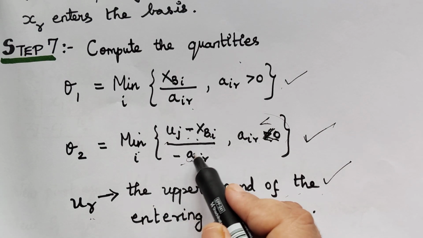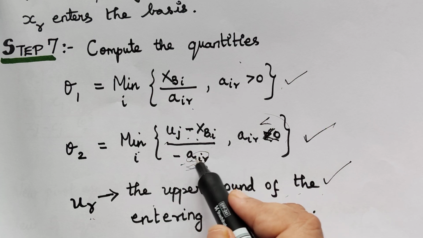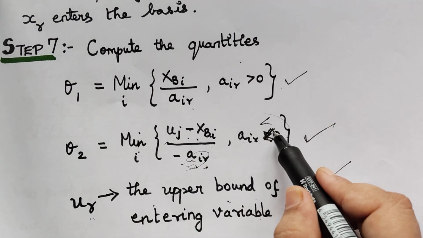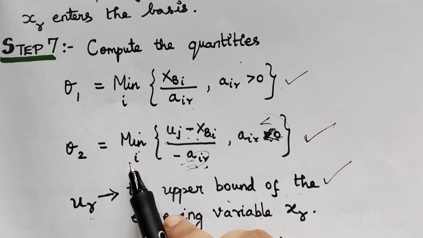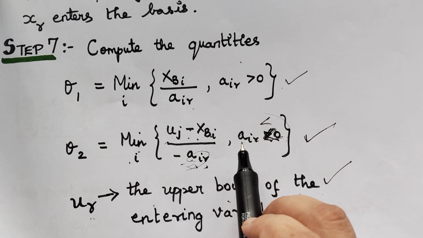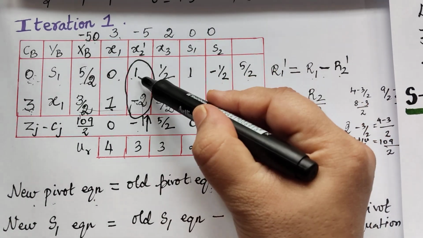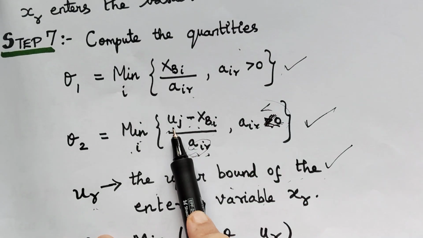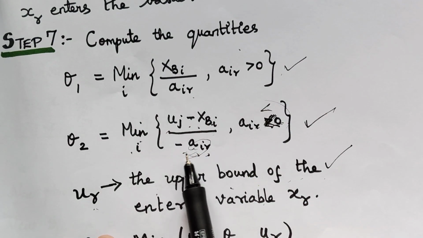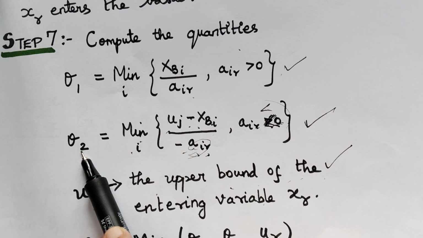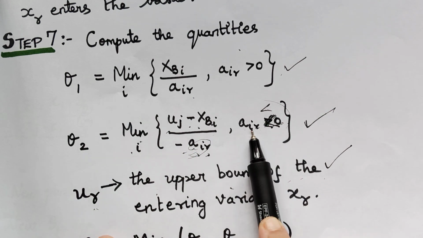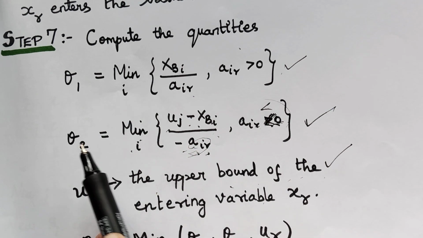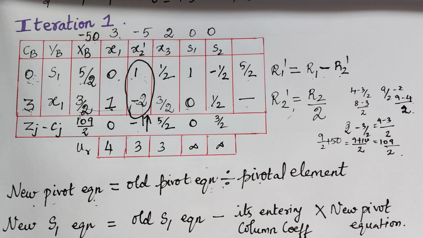So this minus AIR is the element which had the negative value. Those values which are negative, for that only we have to find the minimum. And we have only one negative value here because the other value is positive. So for this value, we have to find this operation uj minus xbi divided by minus AIR, which will give us theta 2. Since only one value was negative, that was the minimum, and so that will be theta 2.